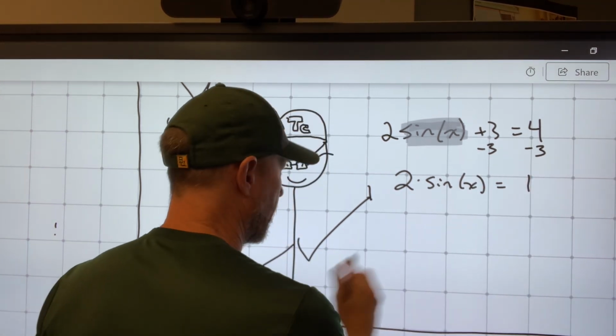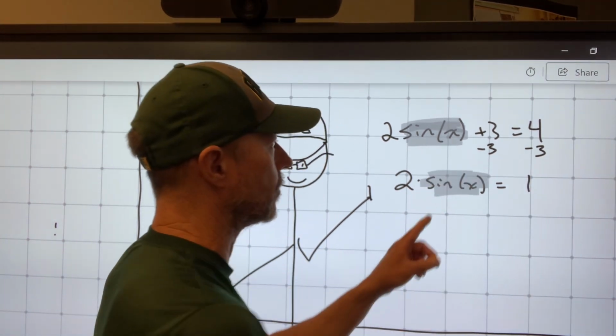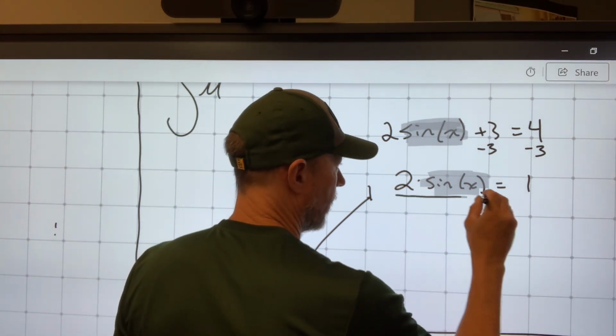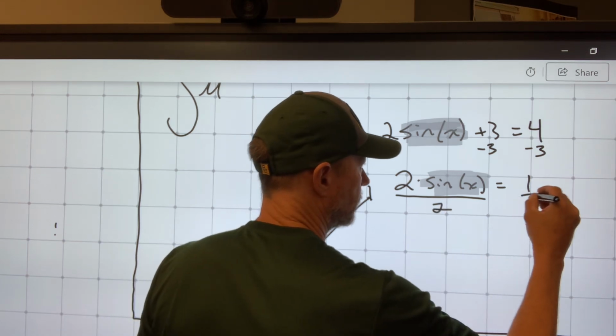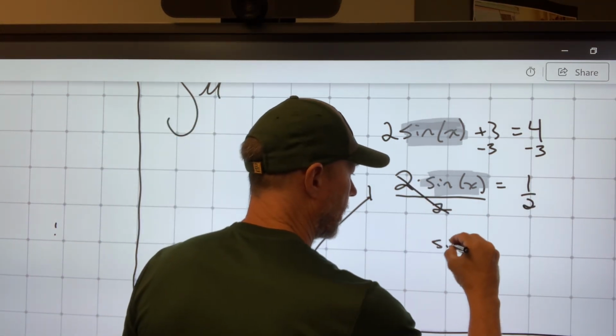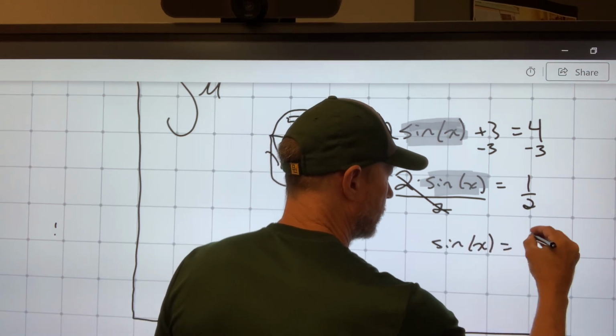And remember, we're trying to isolate this. So the next thing we're going to undo is the multiplication. We'll undo that by dividing or multiplying by half. That undoes that, and so I'm left with sine of x is equal to 1/2.